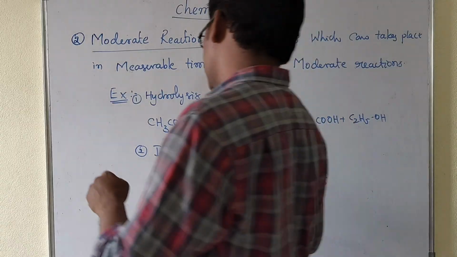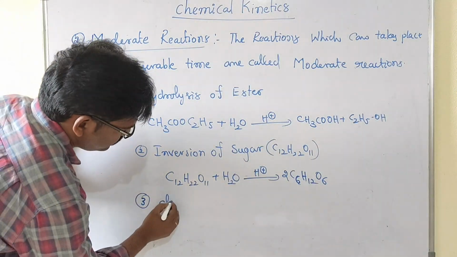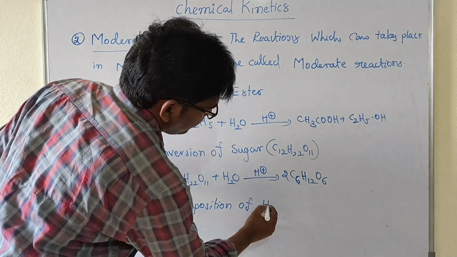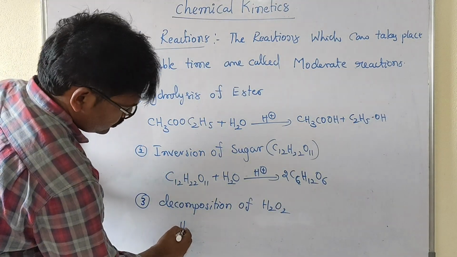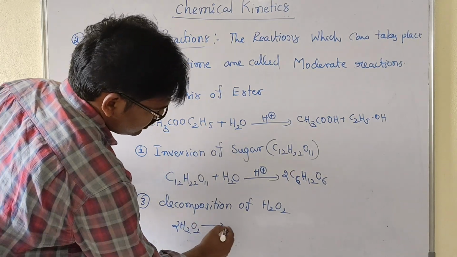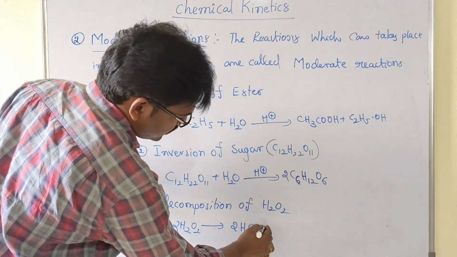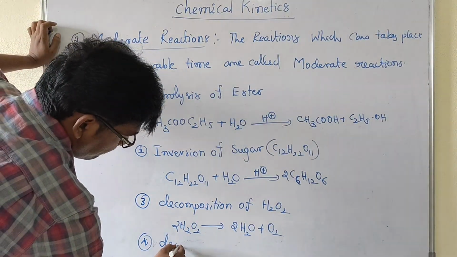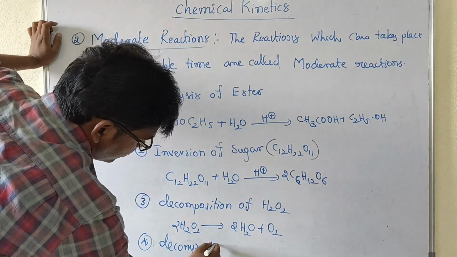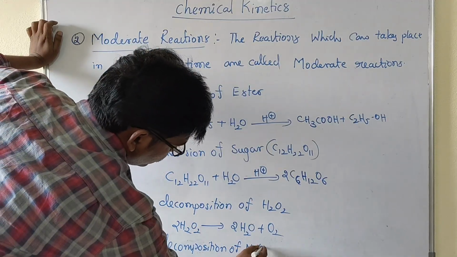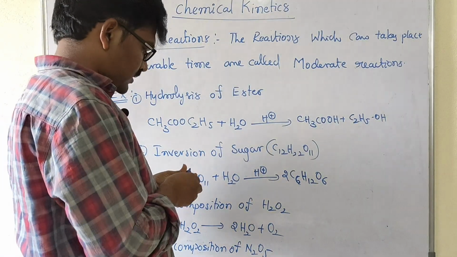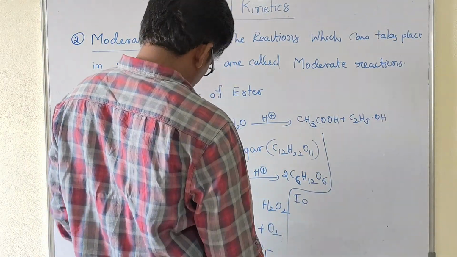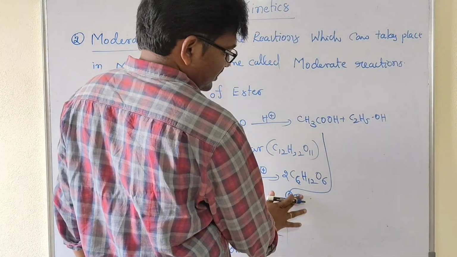Third one, look at decomposition of H2O2. So H2O2 on decomposition gives 2H2O plus O2. Then fourth one, decomposition of N2O5. Then one more example, iodination. Fifth example, iodination, that is haloform reaction.